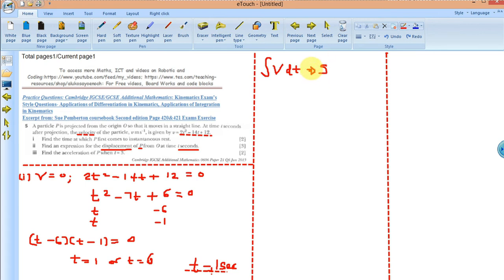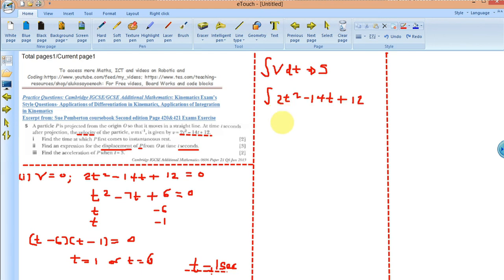Okay. So integrate. What is the function? 2t squared minus 14t, because that's the function for velocity. So you integrate that function, and this is a quadratic function.